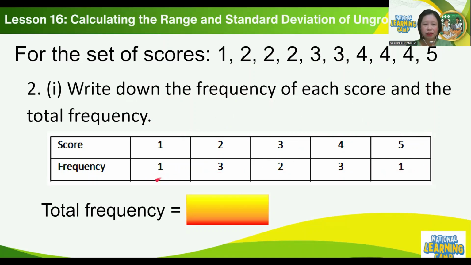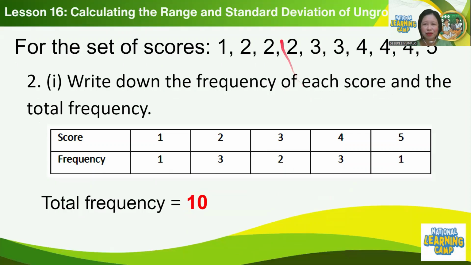Now for the total, you have to add all the frequencies. So let's add 1 plus 3 is 4, plus 2 is 6, plus 3 is 9, and plus 1 is 10. So our total frequency is equal to 10.